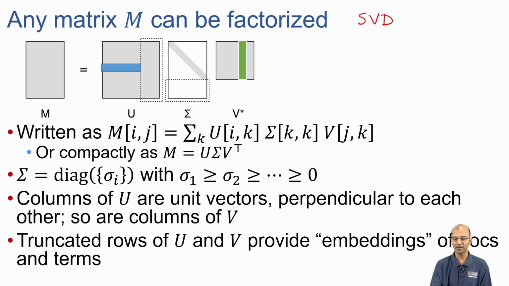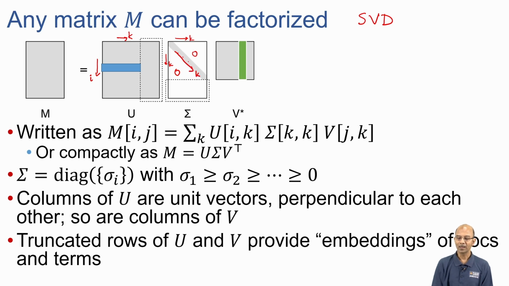So, let me draw what I mean here. i goes across the rows of the first matrix U. k goes across the columns of the first matrix. The second matrix sigma is actually diagonal, only the diagonals have non-zero values, the off diagonals are all zeros, and k simultaneously goes down rows and columns because it's diagonal. So, I am actually running down the diagonal here.